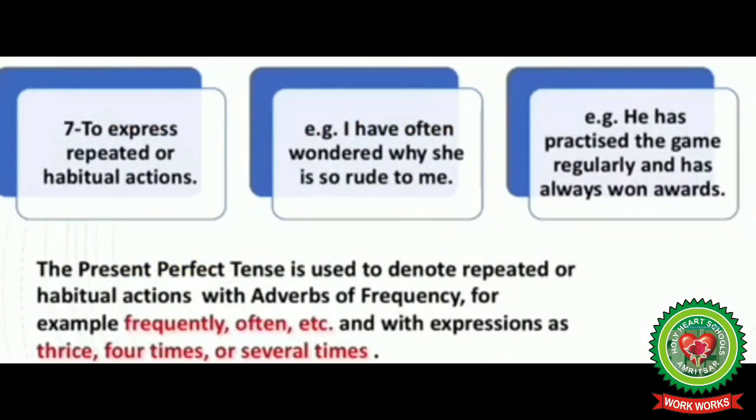So number 7 is to express repeated or habitual actions. Students, the present perfect tense is used to denote repeated or habitual actions with adverbs of frequency, for example, frequently, often, etc., and with expressions such as thrice, 4 times or several times. For example, I have often wondered why she is so rude to me. He has practiced the game regularly and has always won awards.